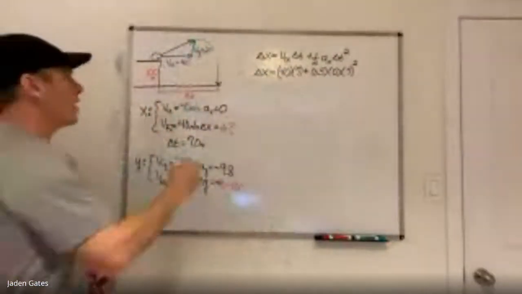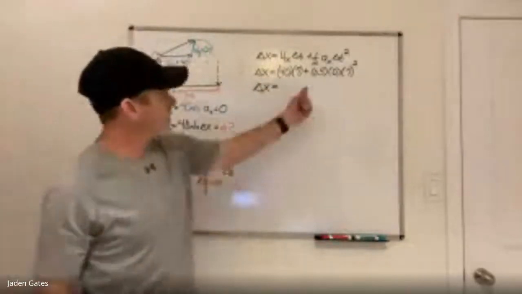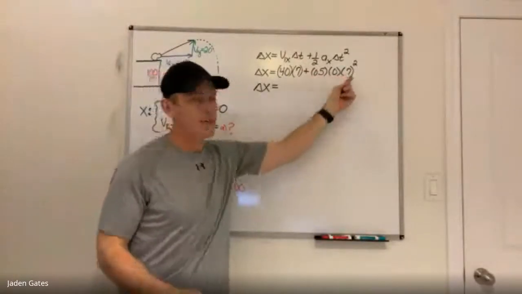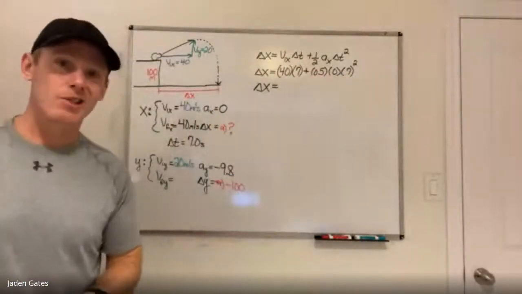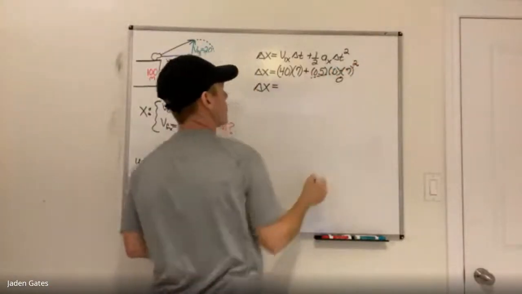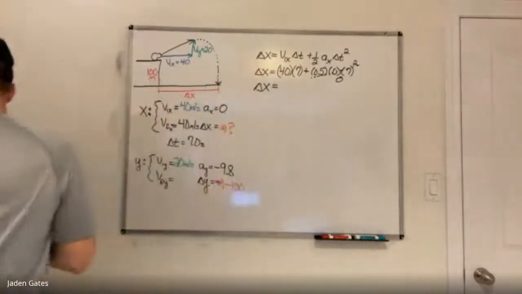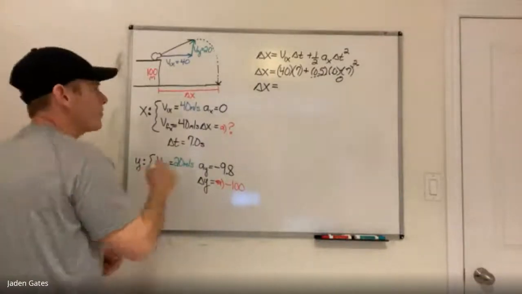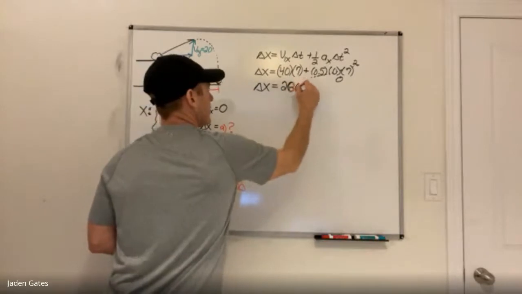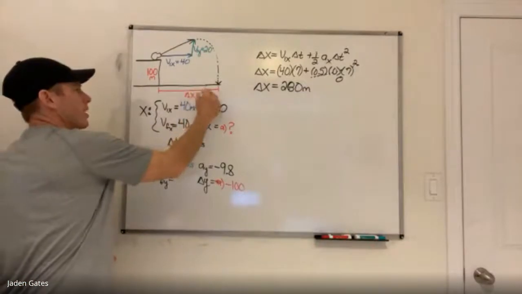All right, now delta X. See this term? We have 1/2, or 0.5, times 0, times 7 squared. When you multiply anything by 0, it's going to be 0. So all of this is just a 0, and our delta X is going to be 40 times 7, which if I put that in my calculator, we got 280 meters.